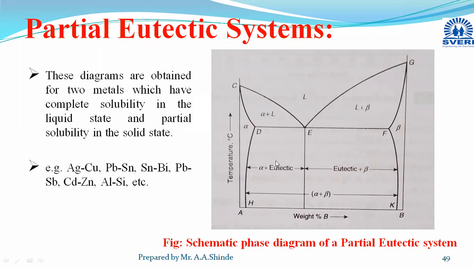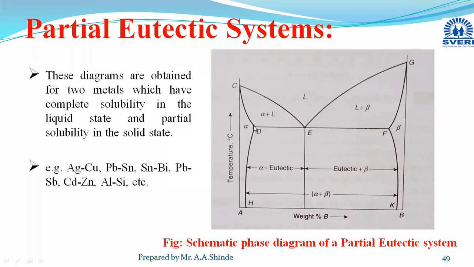Suppose there are two elements, A and B, and they are partially soluble, meaning some amount of A will get dissolved in B, or some amount of B will get dissolved in A, and they will form another solid solution. That will be a partial eutectic system.